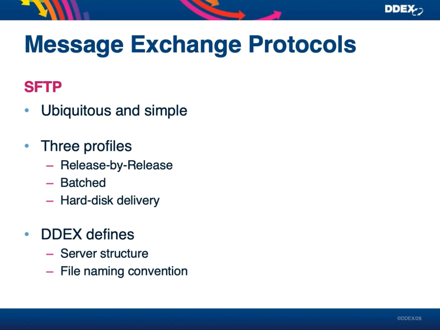There is the release-by-release method, where you take an ERN and all the resource files, you put it up on a specific agreed address. The file naming convention is defined by DDEX. The structure of the FTP server is defined by DDEX. Access to the FTP server is bilaterally agreed between sender and receiver. So you put one release there, and as soon as the release is there, the recipient knows, oh, I can now download this and process this.